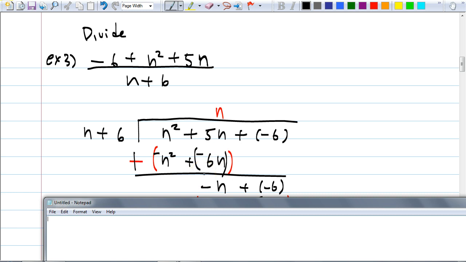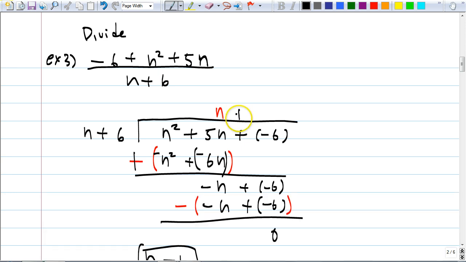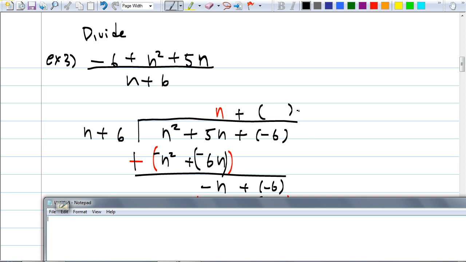You got it? How many people got -n? If you didn't, go ahead and fix it. Okay. Plus. I need to put something. What goes in there? How many times does n go into -n? Caroline? -1 is correct.